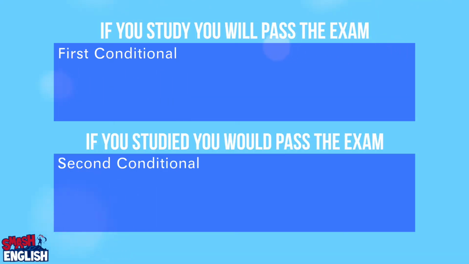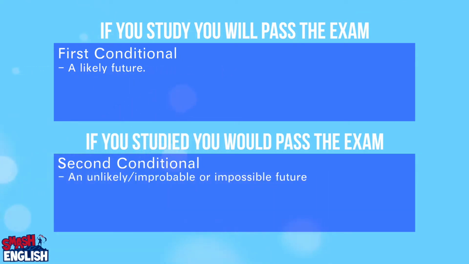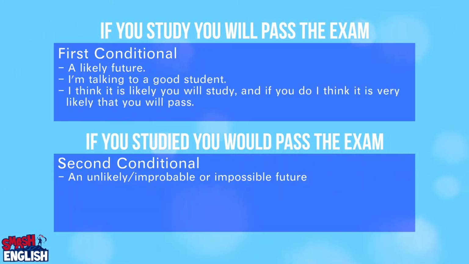What am I? The first example is the first conditional. This means we are talking about a likely future. The second example is a second conditional, and this means we are talking about an unlikely, improbable, or impossible future. So in the first example, I'm talking to a good student. I think it is likely that you will study, and if you study, I think it's very likely that you will pass. Well done, you.